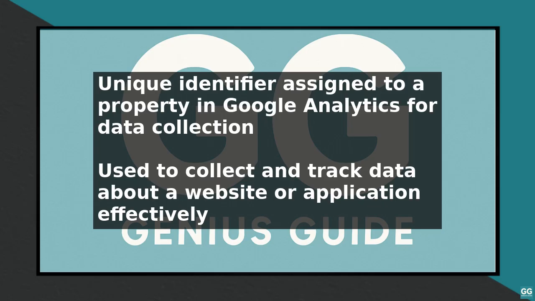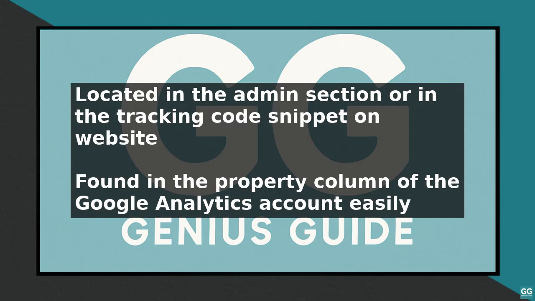First step is to locate the tracking ID. It can be found in the Google Analytics account under the Admin section, in the Property column, or in the tracking code snippet on the website.